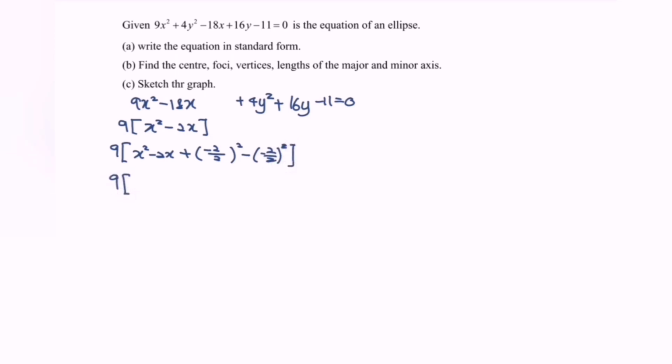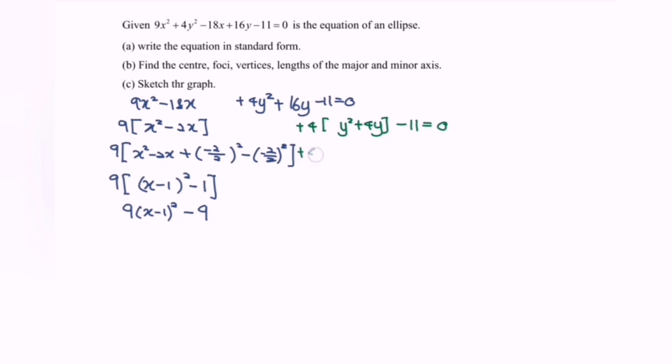Simplify the situation where we have (x − 1)² − 1. Expand the situation: 9(x − 1)² − 9. For the second part, where we have 4y² + 4y − 11 = 0.